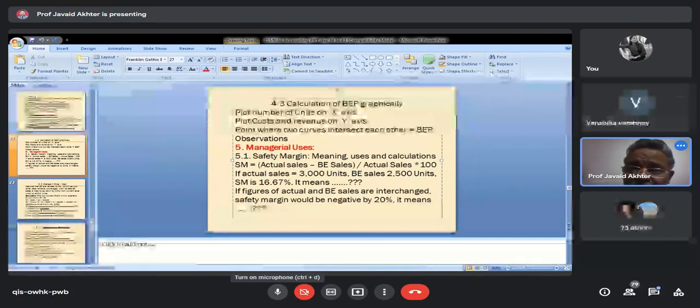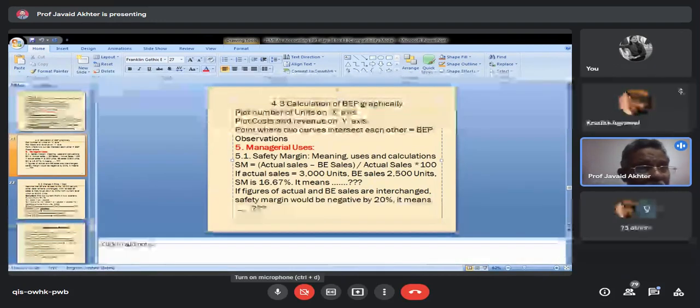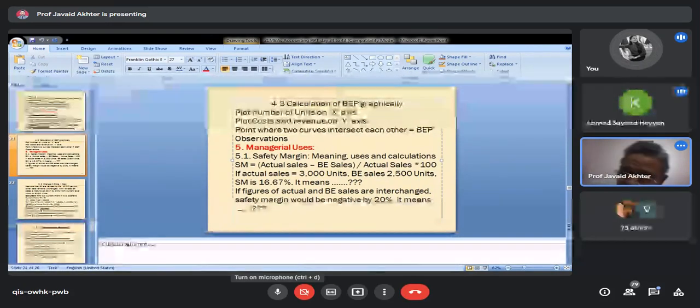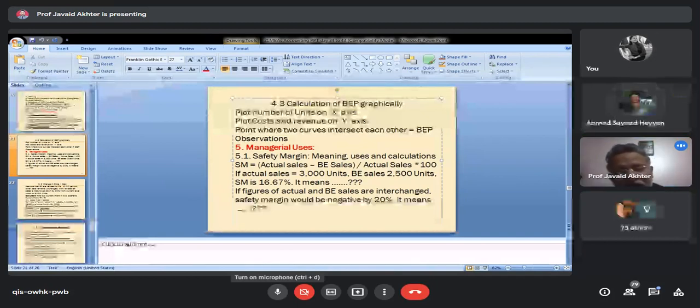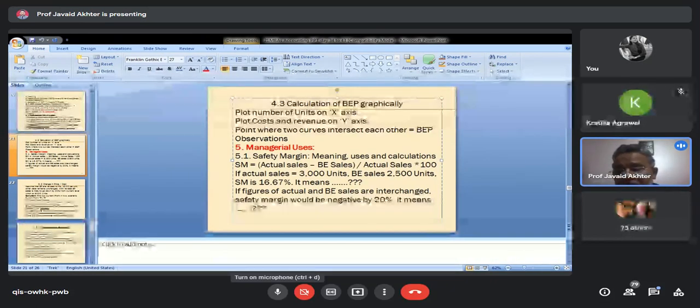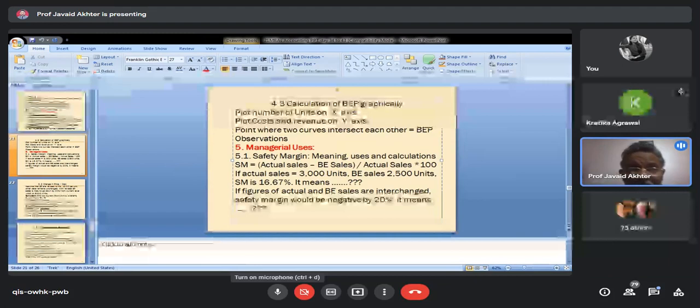Let me interpret it. Even if the firm's sales level goes down up to 17% from its current level, it will not suffer any loss. Suppose the firm's sales level goes down by 10%. Will it suffer any loss? No. If it goes down by 15%? No. If the firm's sales goes down by 20%? Yes, it will suffer.